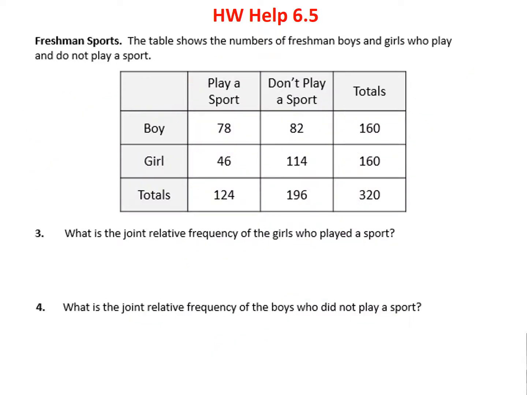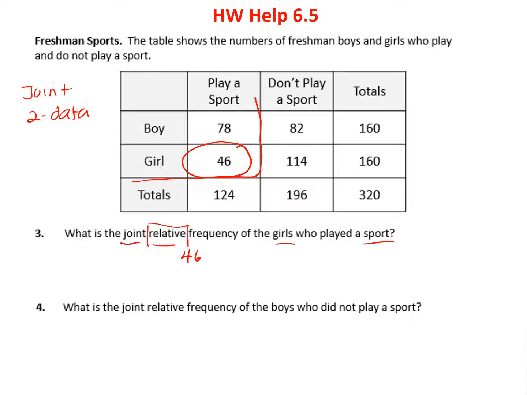The next two problems use the same table. This time we're looking for the joint relative frequency of girls who play a sport. I told you earlier that a joint frequency means it's going to give me two pieces of data. In this case, girls who play a sport. So girls who play a sport, 46. The joint frequency is 46.